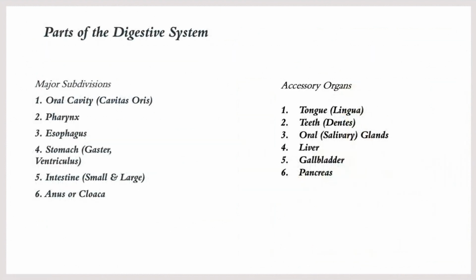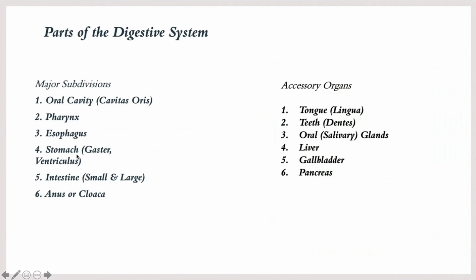So, what are the parts of the digestive system? Well, we have the major parts and we have the accessory organs. The accessory organs are basically our helper organs, where the major subdivisions are the main parts of the digestive system. Of course, we have the oral cavity, so basically our mouth. We have the pharynx at the back of our oral cavity, which helps to push the food down into the esophagus, which is our food pipe. And our esophagus is that link between the mouth and the stomach.